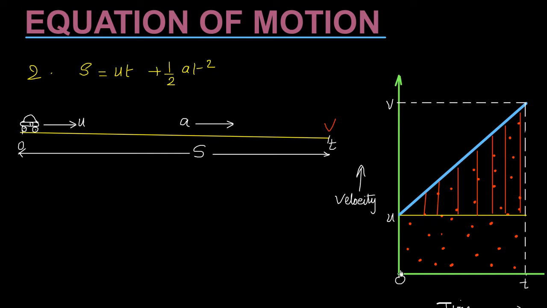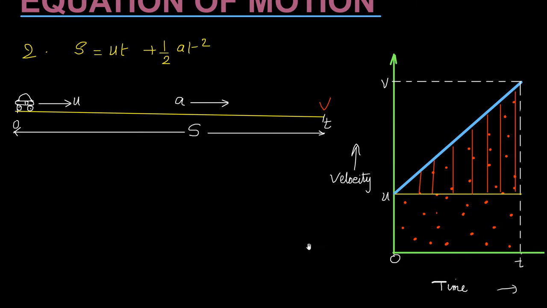So if we plot the graph between velocity and time, since the object is travelling with constant acceleration in non-uniform motion, the graph is a straight line graph. Now what is the area under the graph? We have plotted velocity along the y-axis and time along the x-axis.